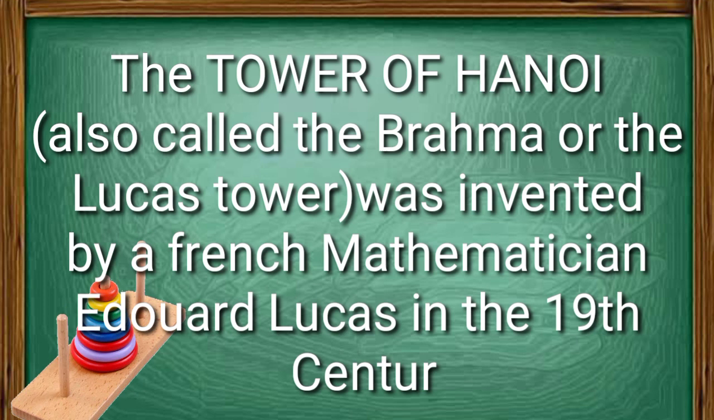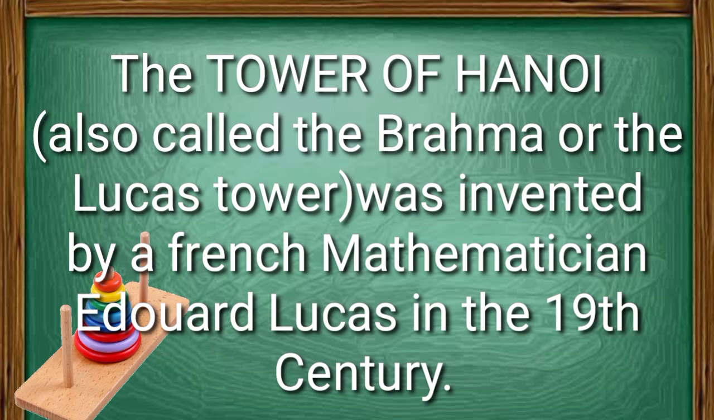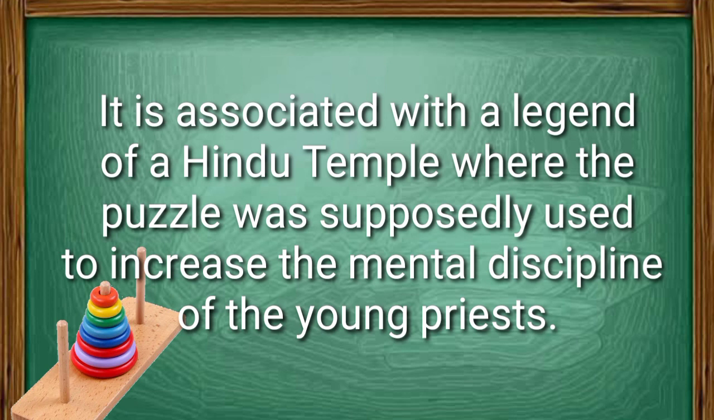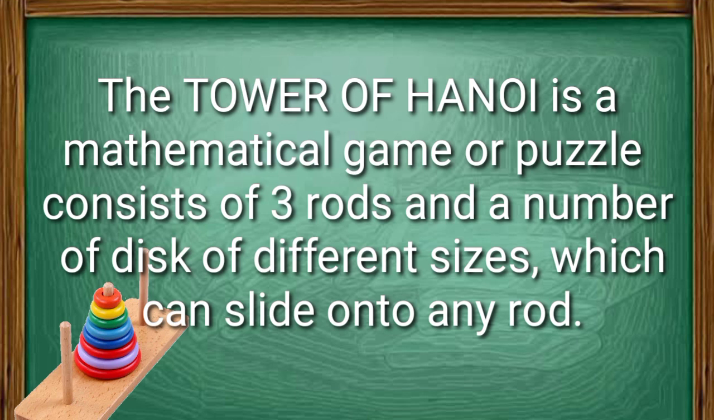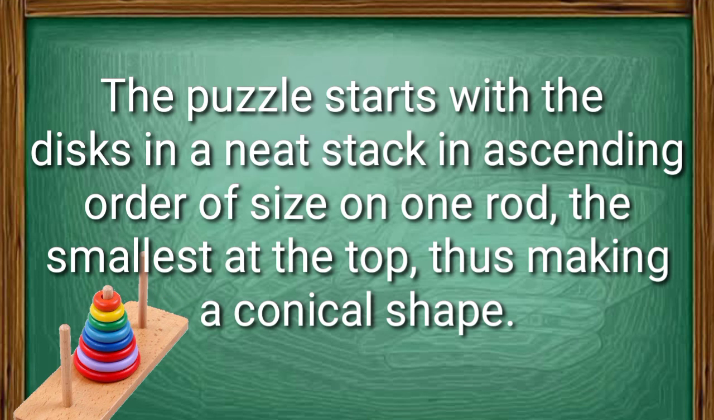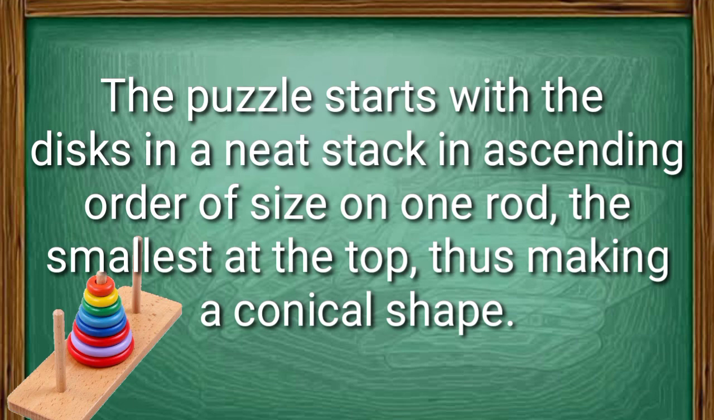The Tower of Hanoi, also called the Brahma or the Lucas Tower, was invented by a French mathematician, Édouard Lucas, in the 19th century. It is associated with the legend of the Hindu temple where the puzzle was supposedly used to increase the mental discipline of the young priests. The Tower of Hanoi is a mathematical game or puzzle that consists of three rods and a number of discs of different sizes, which can slide onto any rod. The puzzle starts with the discs in a neat stack in ascending order of size on one rod, the smallest at the top, thus making a conical shape.